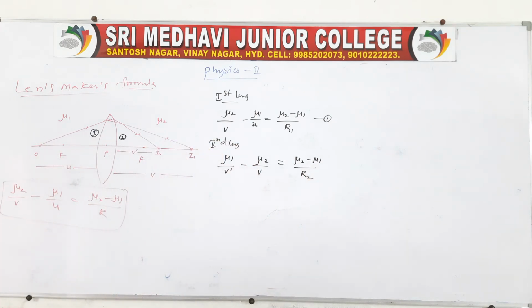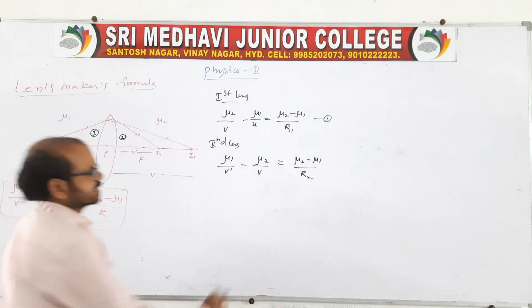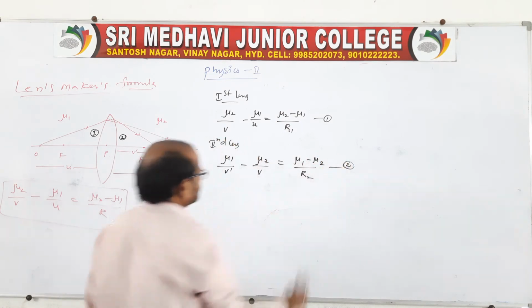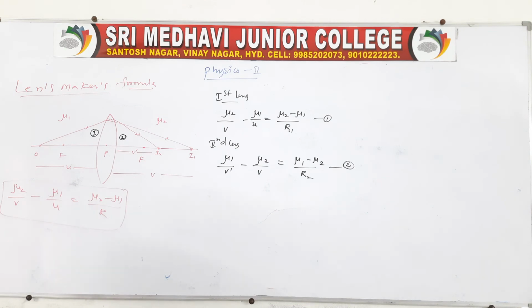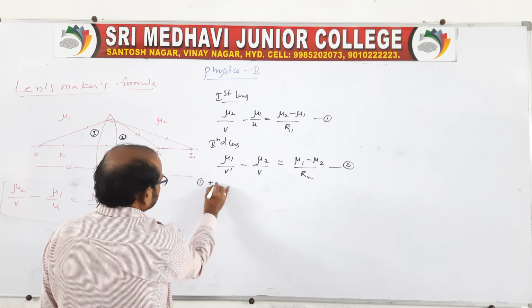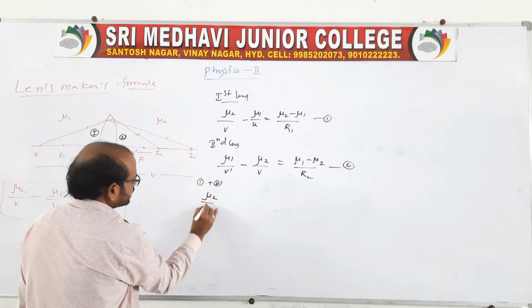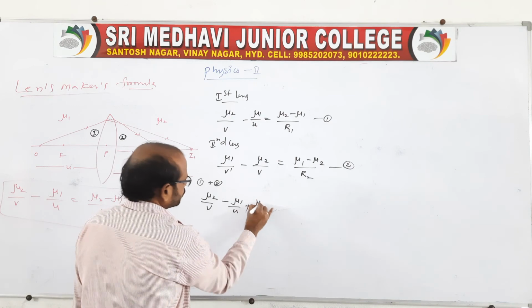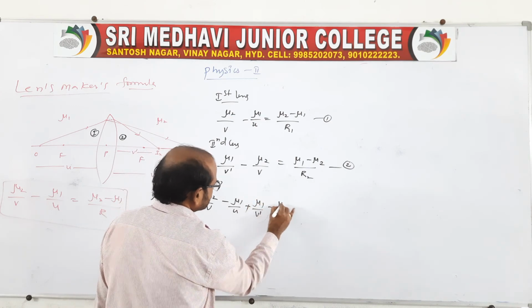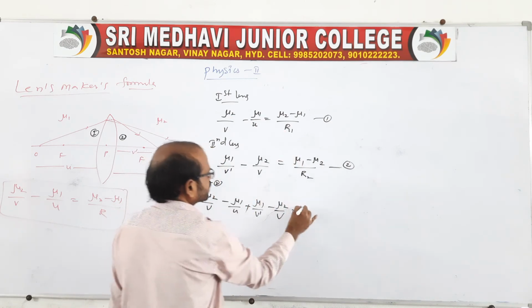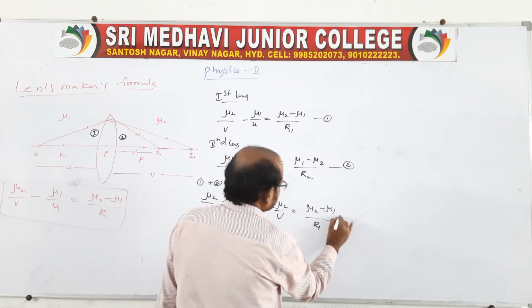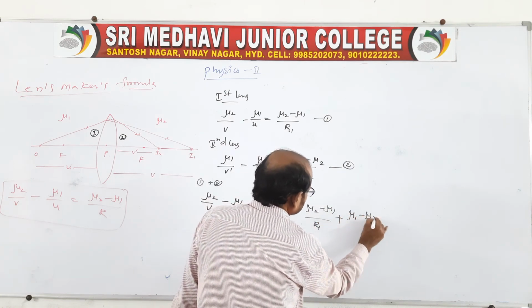But the rays are propagating from which medium to which medium? Here it is propagating from 1 to 2, no? You change like this. It is equation 2. Very simple in this case. Now let us add these two equations, 1 and 2. Add like this: mu2 by v minus mu1 by u plus mu1 by v dash minus mu2 by v is equal to mu2 minus mu1 by r1 plus mu1 minus mu2 by r2.